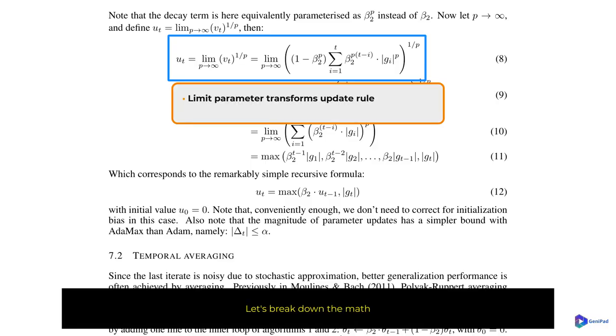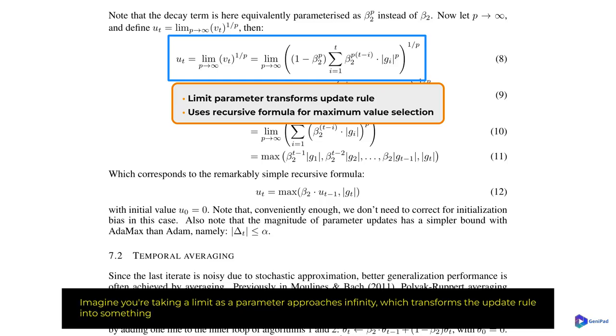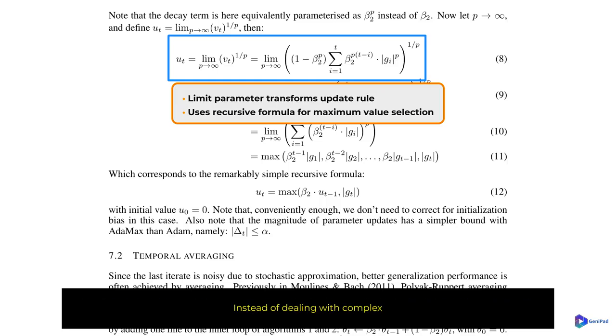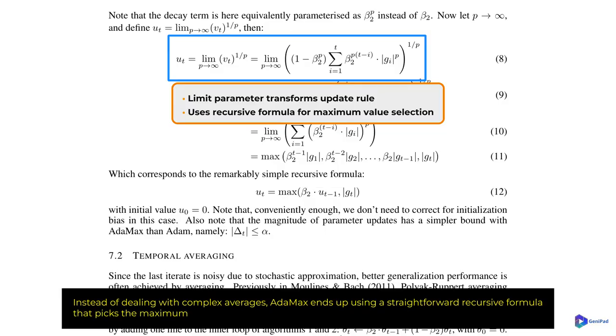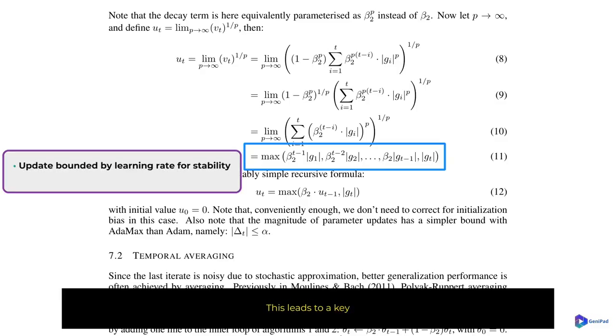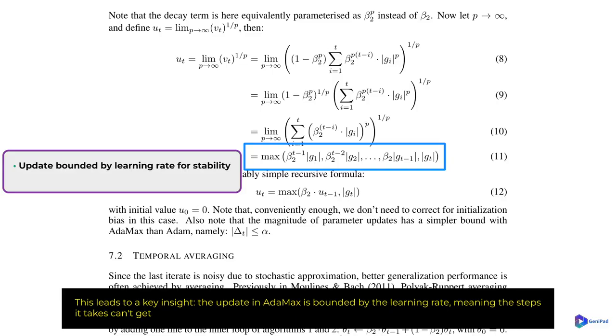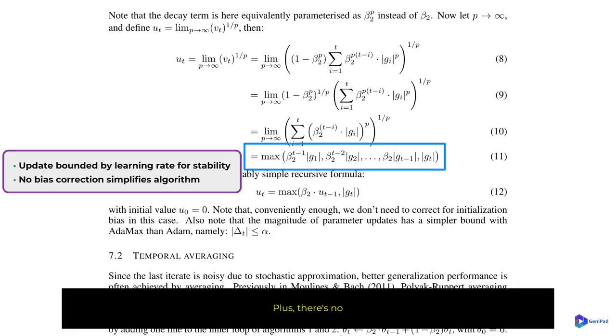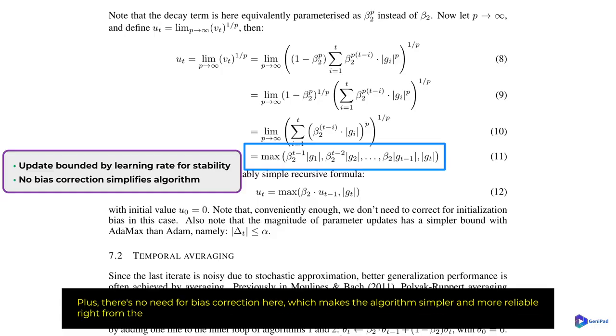Let's break down the math behind AtomX in a simple way. Imagine you're taking a limit as a parameter approaches infinity, which transforms the update rule into something much cleaner. Instead of dealing with complex averages, AtomX ends up using a straightforward recursive formula that picks the maximum value between a scaled previous state and the current gradient magnitude. This leads to a key insight. The update in AtomX is bounded by the learning rate, meaning the steps it takes can't get too large and cause instability. Plus, there's no need for bias correction here, which makes the algorithm simpler and more reliable right from the start.